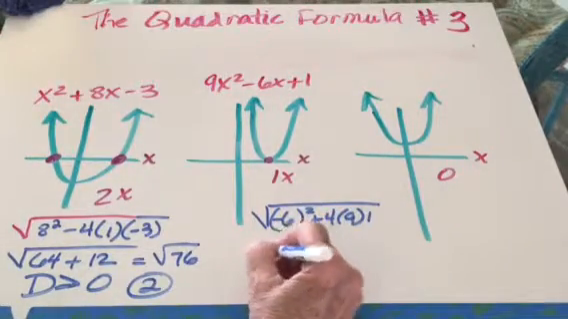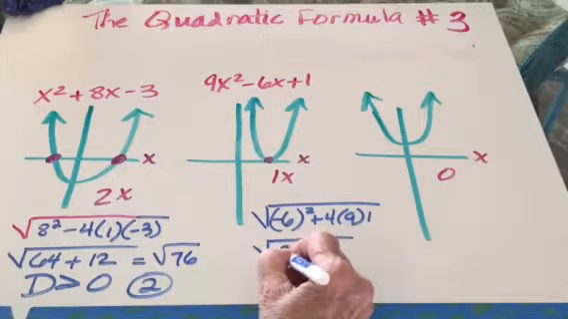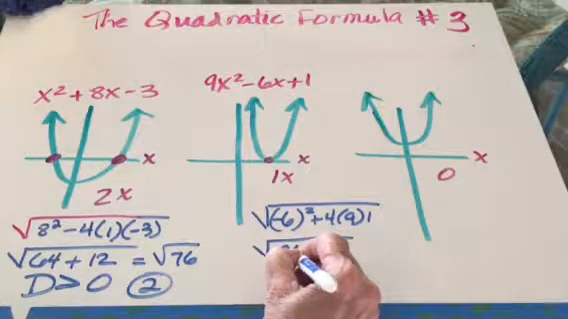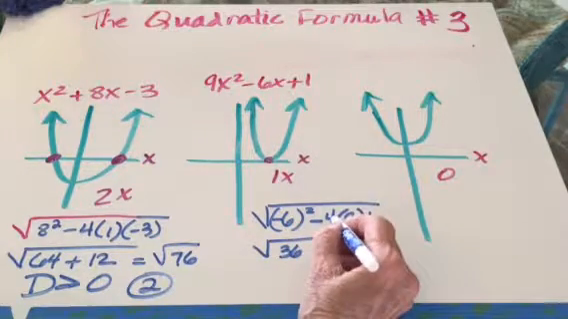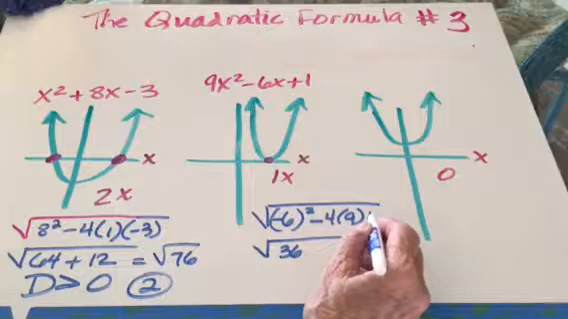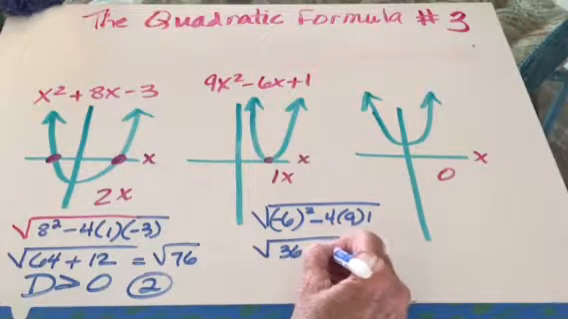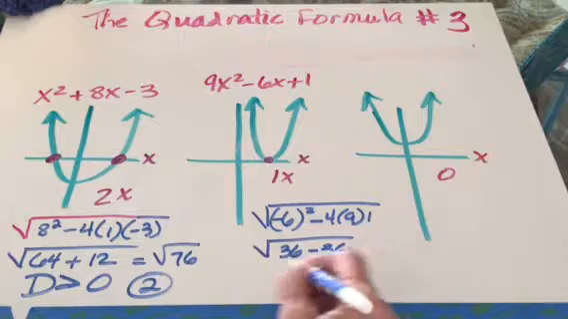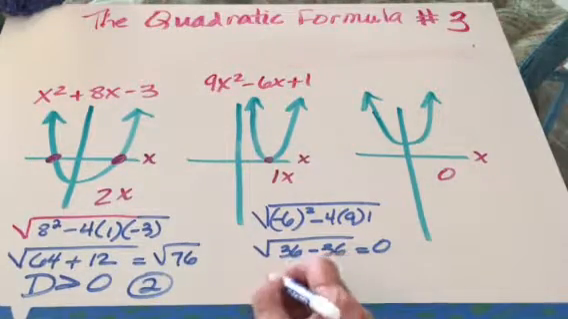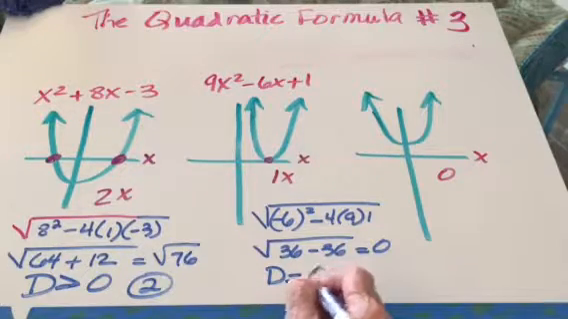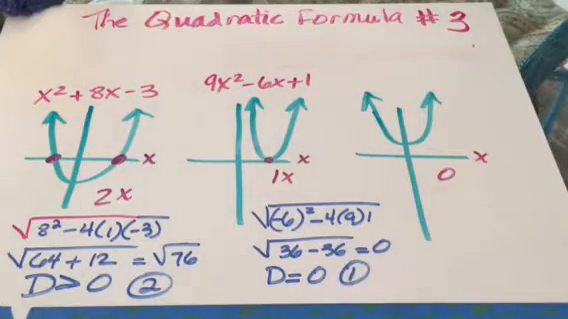Okay, so this is going to be 36 minus 4 times 9 is 36, times 1 is 36. So it's 36 minus 36, which is going to equal 0, correct? Well, so if the discriminant equals 0, then there's one answer. And the last one, let me give you one like this.